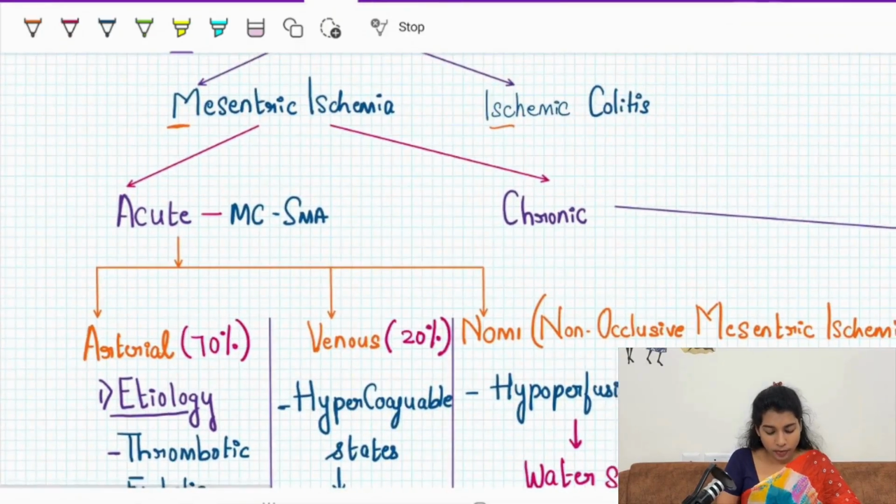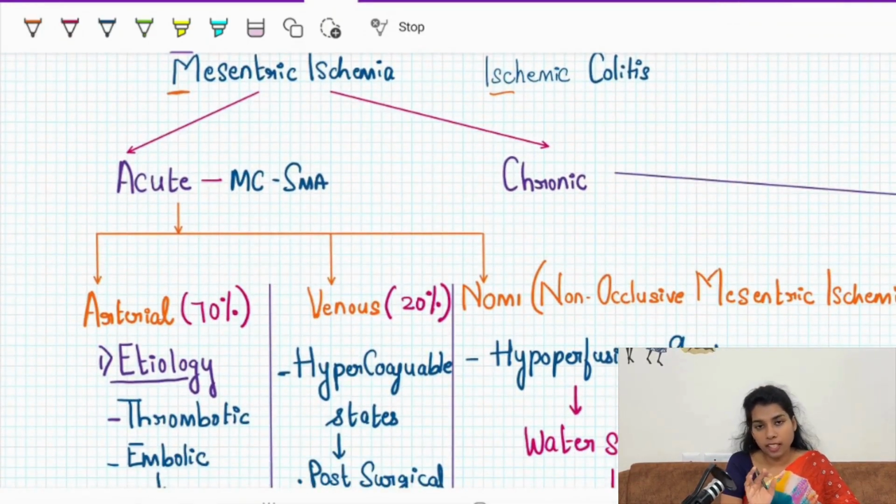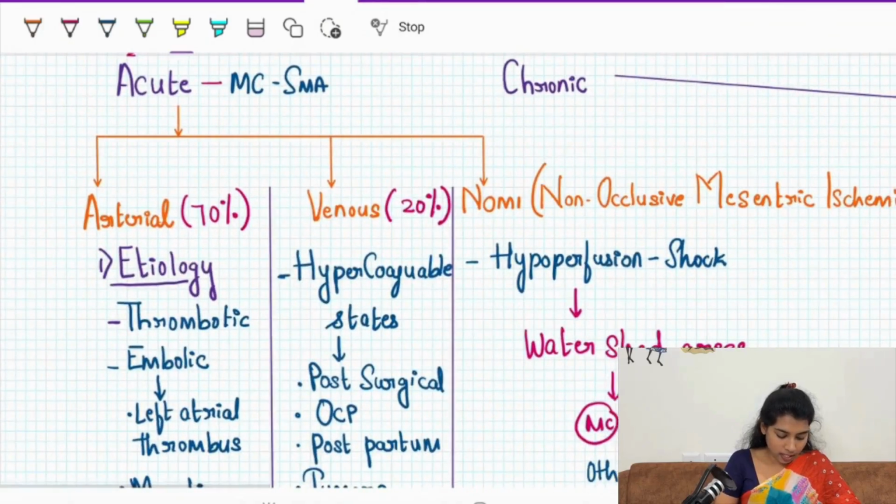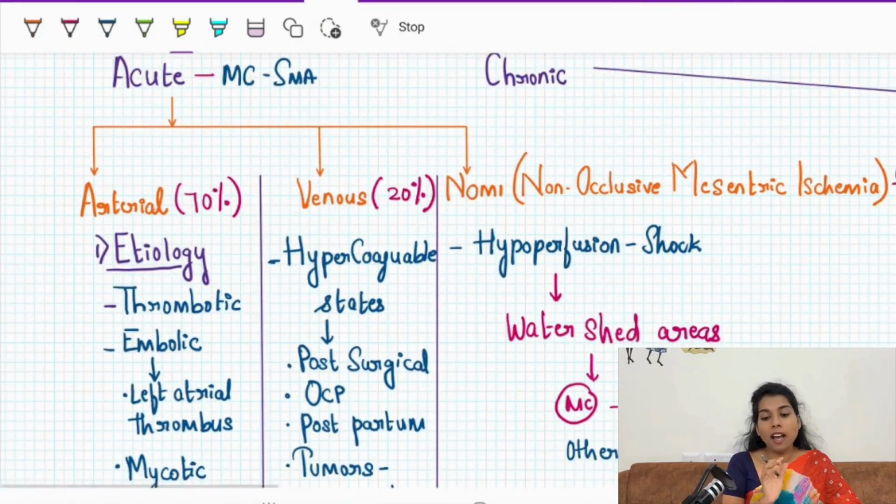Now, we'll discuss in detail about mesenteric ischemia today. Mesenteric ischemia can be acute or chronic. First, we'll discuss acute. We'll come back to chronic later. Acute mesenteric ischemia can occur in three forms. It can be an arterial ischemia, it can be a venous ischemia, or it can be NOMI. What is NOMI? That is non-occlusive mesenteric ischemia.